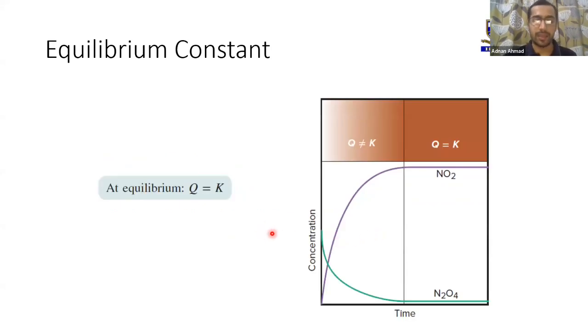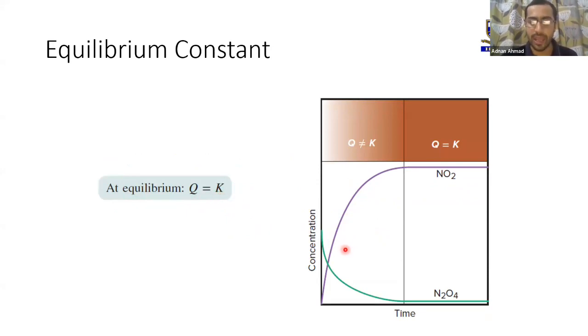So again, if we look here, at equilibrium this Q becomes equal to K, where Q is the quotient and K is the equilibrium constant. At equilibrium, the quotient becomes equal to our equilibrium constant expression.